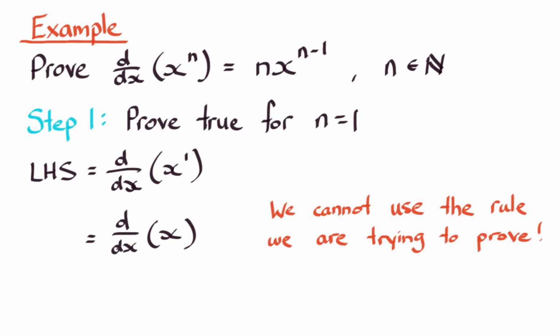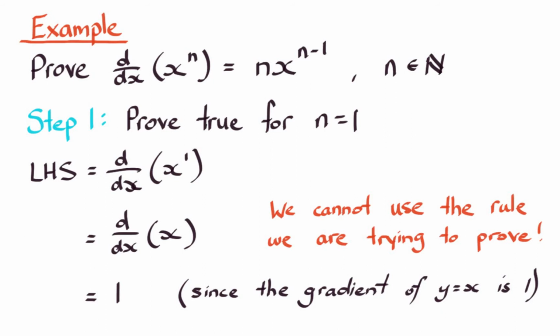Well, this is where we can think about what the derivative actually means graphically. It's just the value of the gradient, right? Or the gradient of the tangent. And what type of function is x? It's just a straight line with a gradient of 1. So we know that the derivative of x is 1 because the gradient of y equals x is 1. For this specific case, it's a good idea to actually state our reasoning for why the derivative is 1, because we're not using the standard algorithm.